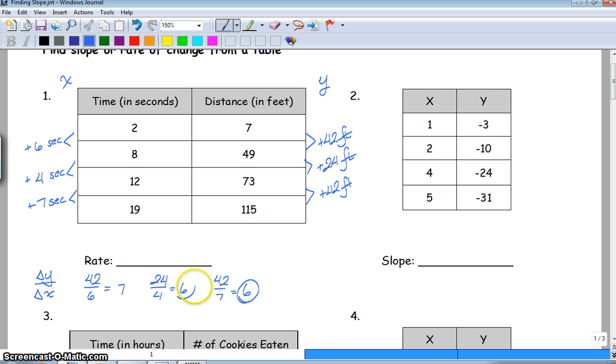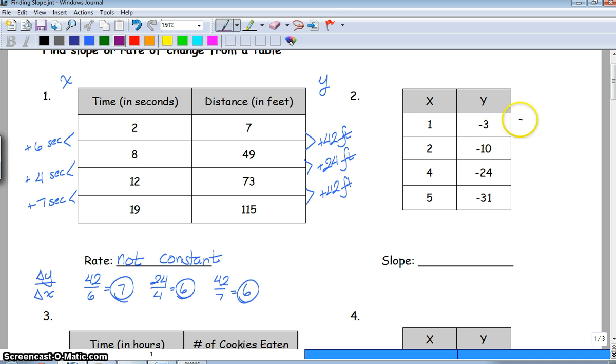Now I'm comparing all of these rates. Since not all of them are the same, 6 and 7, the rate of change is going to be not constant for this table because it's jumping around too much. It's not the same all the way across.